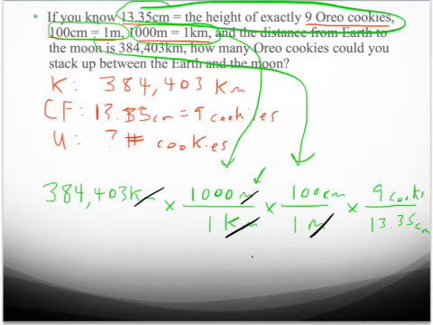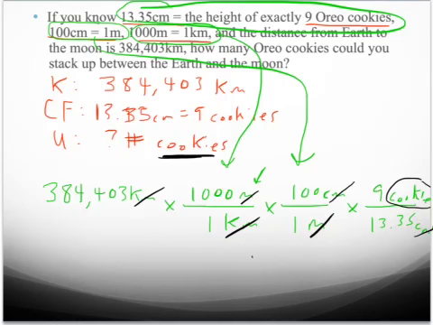We have 9 cookies on top. And these centimeter units on top and on the bottom are going to cancel out. So the only unit that's left is cookies, which is exactly what we want. That's our unknown. We're trying to find our number of cookies. So what we want to do now is plug in these numbers into our calculator.